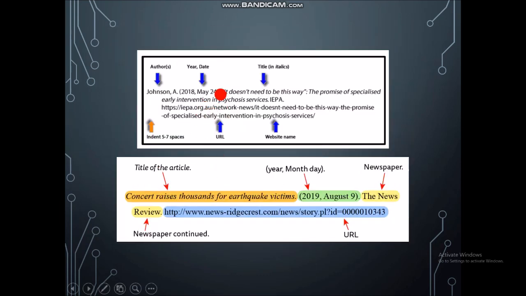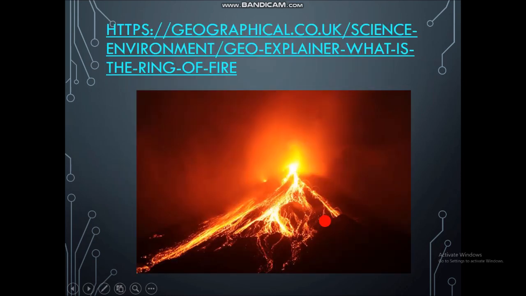So here is how we write or cite a reference from the internet. You have the surname of the author and the first letter of the first name, year, date, and the title in italics. And then we have here IEPA. IEPA is the name of the website, not the link. As you can see here, it is iepa.org.au. If we have an anonymous author, we write just the title of the article, date, the newspaper, and then the link. Here is an example that I took from geographical.co.uk.